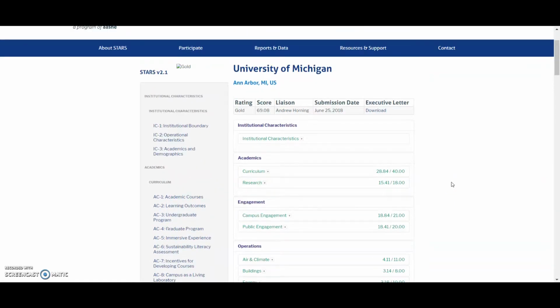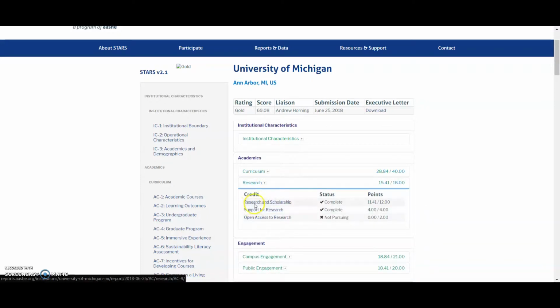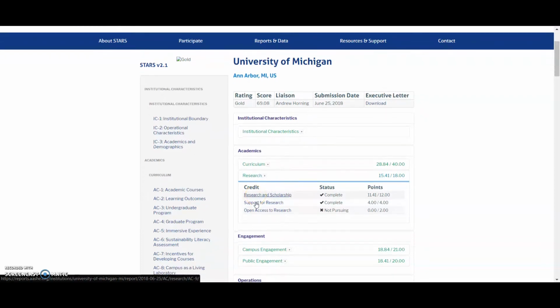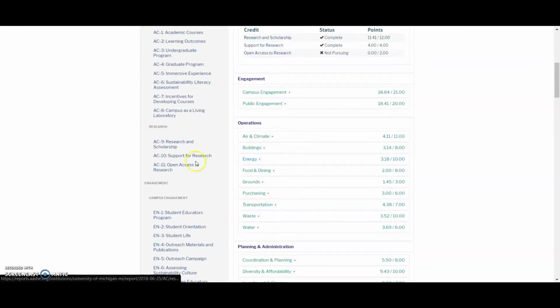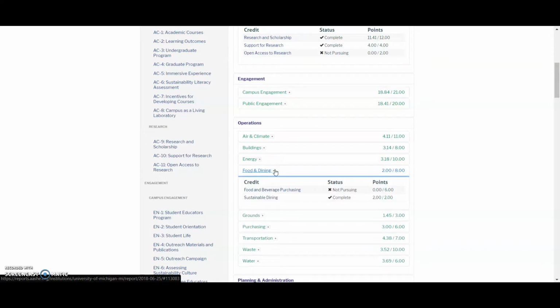And the subtopics that the STAR program covers are curriculum. Then you can see research, and under research they have different categories like research and scholarships. If you scroll down here to operations, there are subtopics of air and climate, buildings, energy, food and dining. Here we are going to take a look at food and dining further down. If we take a look at food and dining, you will see two different categories inside it: one is sustainable dining and the other is food and beverage purchasing.